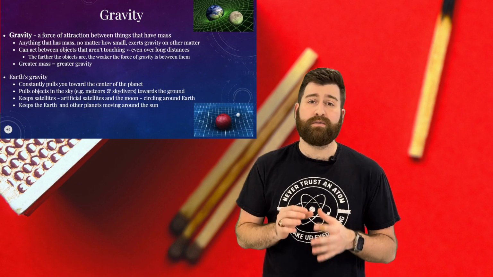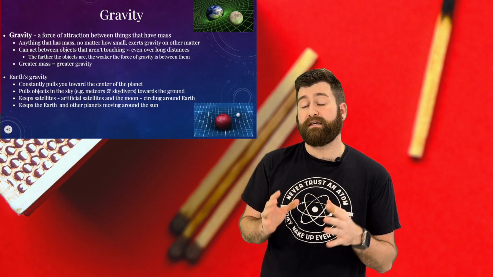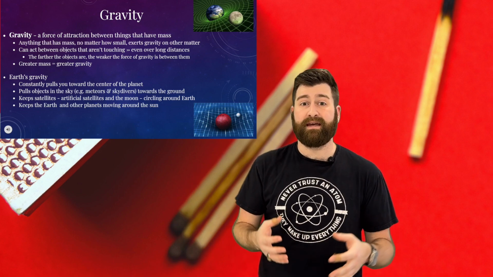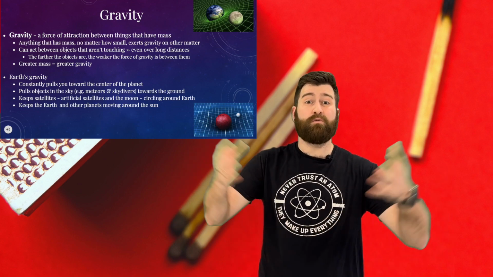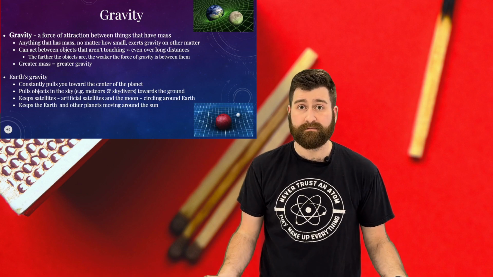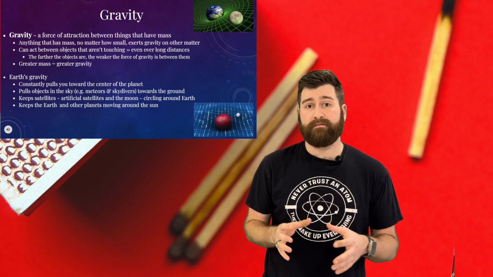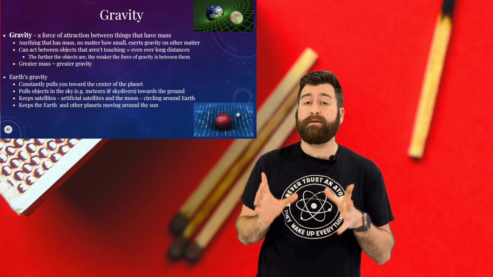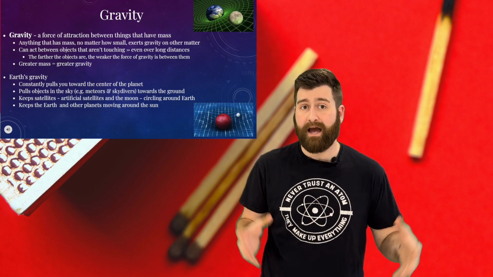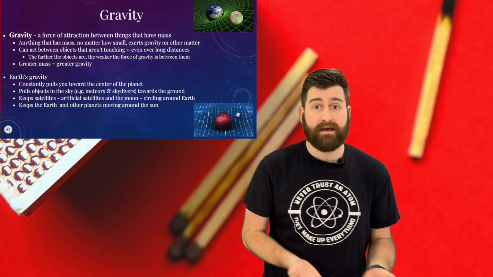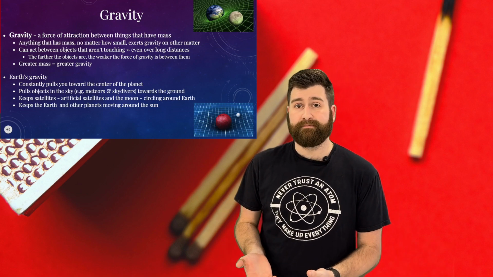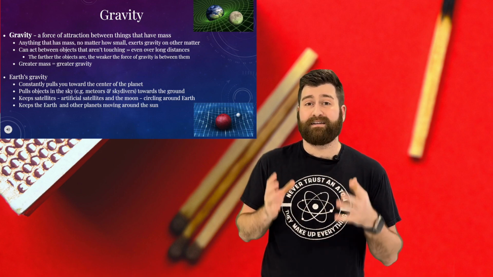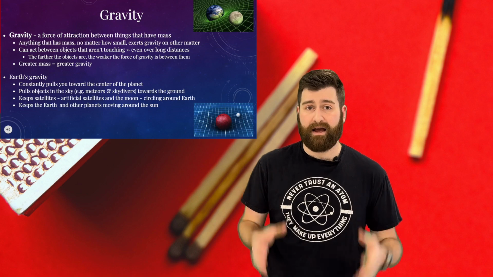Now, gravity can also act between objects that aren't touching, even over long distances. Think about how the sun's gravity keeps us in orbit around the sun itself, even though we're 92 million miles away from the sun. The farther objects are apart from one another, the weaker the force of gravity is between them. However, this can be offset depending on the mass of the objects. The greater the mass, the greater the amount of gravity. And like I mentioned before, all objects that have mass exert gravity on other objects.